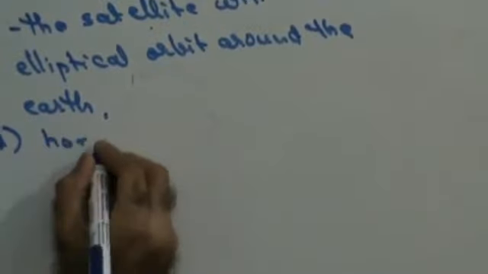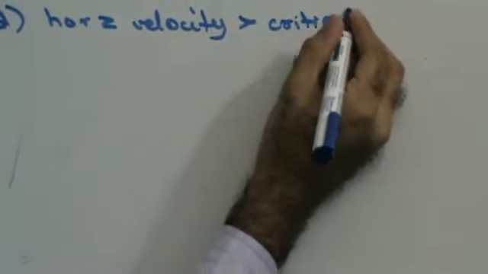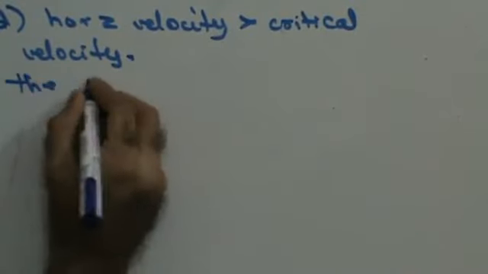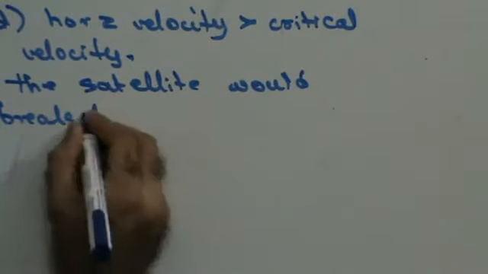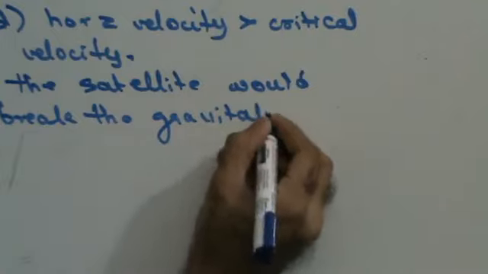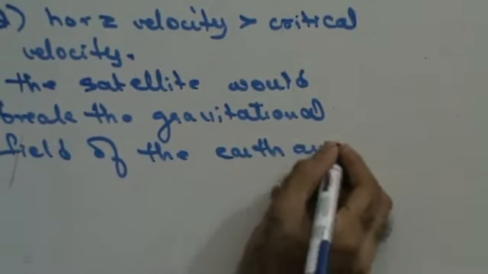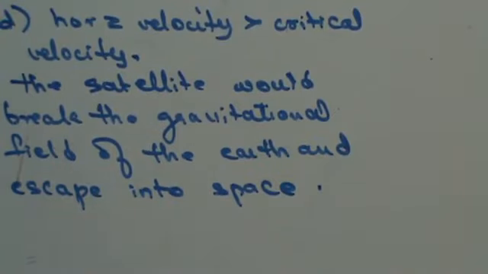D. If the horizontal velocity is far greater than the critical velocity, then the satellite would break the gravitational field of the Earth and escape into space, right? So these are the different cases that will occur.